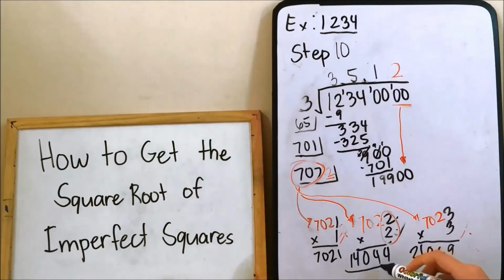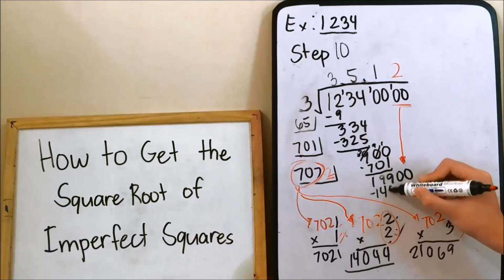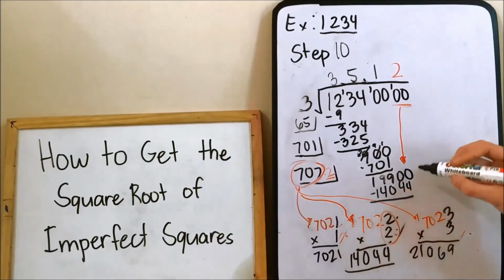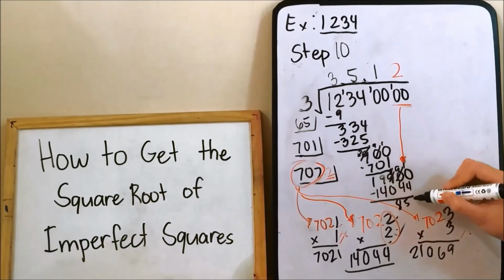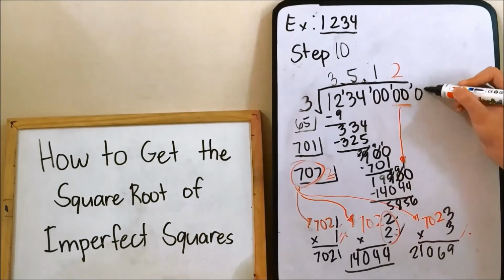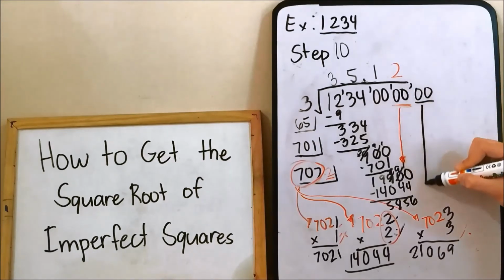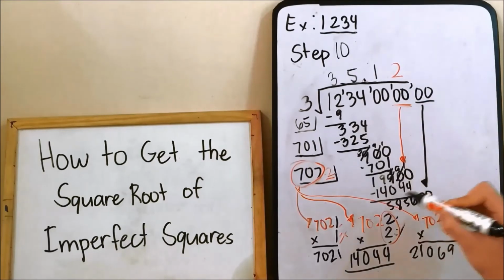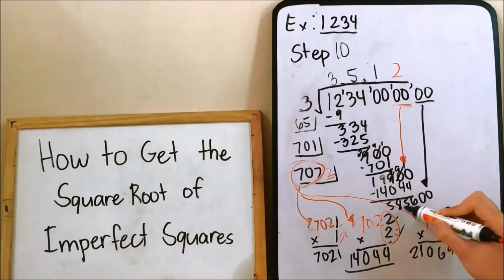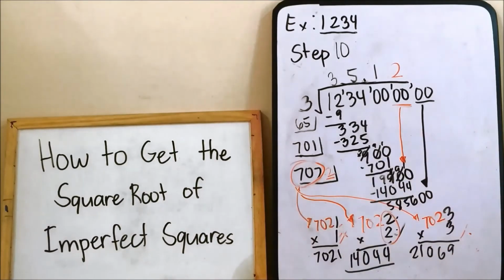Then subtract our highest possible product to 19,900. 856. And then let's get this to one more decimal. So I added 2 zeros over here as a pair. Then we'll bring them down. 585,600. Now let's move on to our next step.